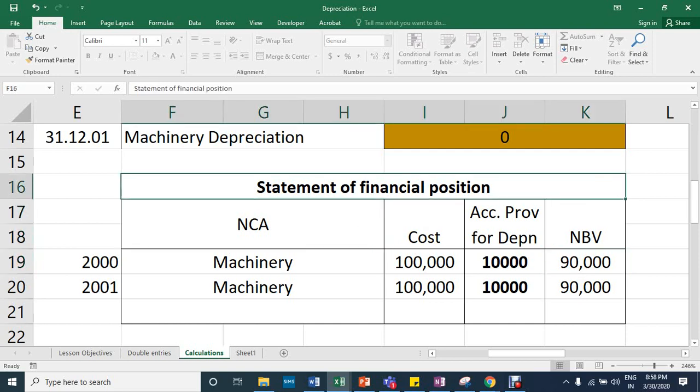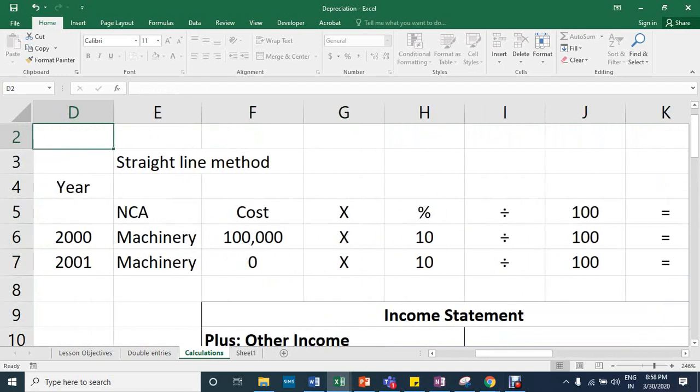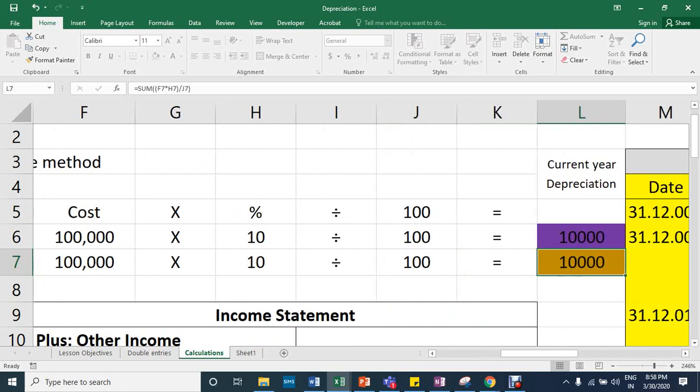Now, we'll assume you're expected to do the calculation for the second year as well, which is 2001. So you didn't purchase or sell any machinery. Therefore, your cost of the machinery will remain the same. Percentage remains the same because it's straight line method and it's a policy of the business. Therefore, the second year also the calculation remains 10,000.